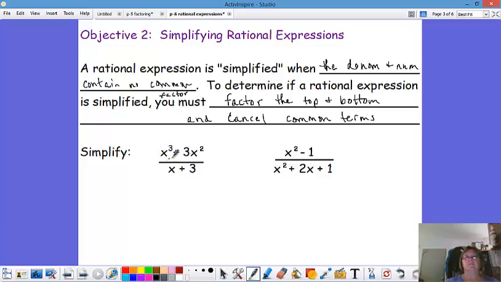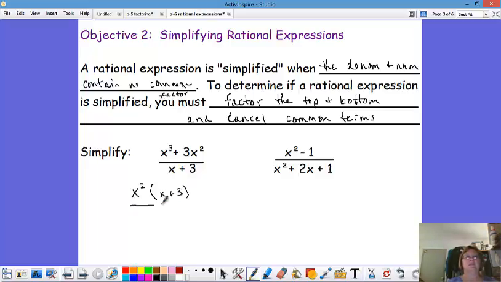We need to factor both top and bottom to see if there's anything that can be factored out, canceled out. On top, we've got two terms, x cubed and a 3x squared. And the best that they can do, the biggest thing that they can both give up, is an x squared. So I'm going to rewrite the top expression, the numerator expression, as x squared. And if I divide this by x squared, I get x. If I divide here by x squared, I get 3.